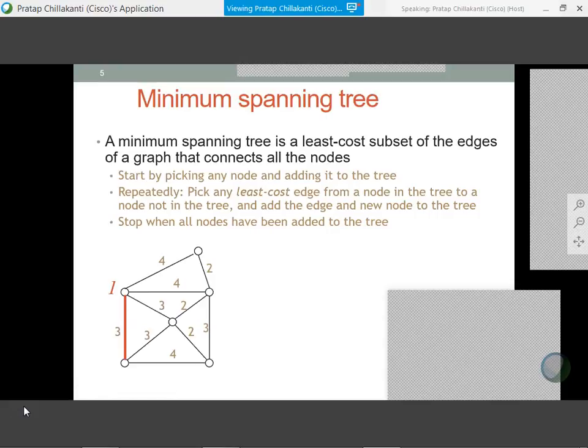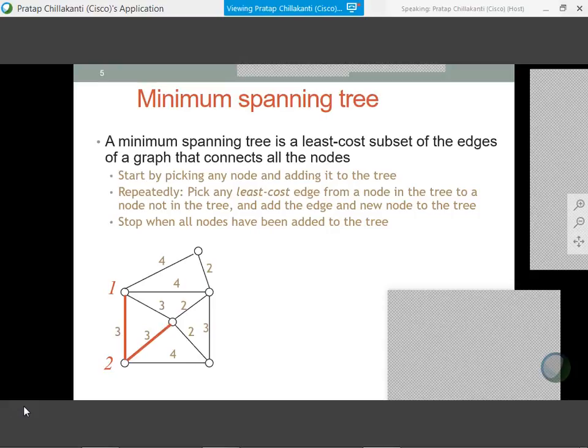Okay. So what are we doing here? There is some animation. I didn't know that there was animation. Let's look at that. So we took 1 as the node. Start by picking any node. We picked 1. Then pick the least cost edge from a node in the tree to a node not in the tree. From 1 we took the least cost. The least cost is 1 to 2. The other edges are 4 and 4, right? And there are multiple edges from 1. You picked one of them.